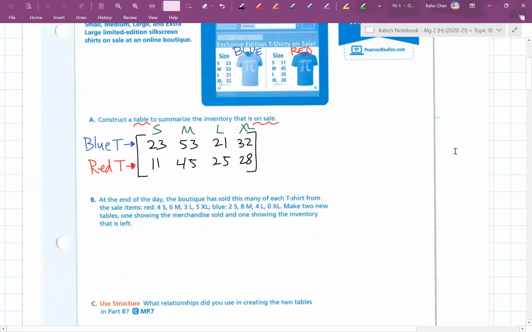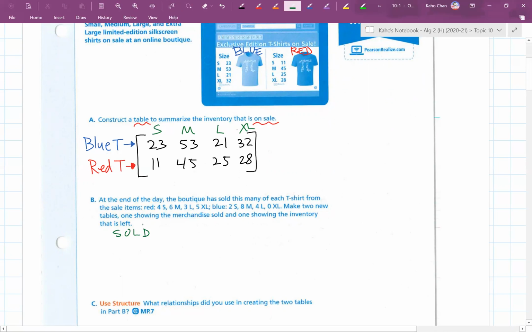Let's take a look at the second question. At the end of the day, the boutique has sold this many of each t-shirt from the sale items. Red, blah, blah, blah, and blue, blah, blah, blah. Make 2 new tables, one showing the merchandise sold and one showing the inventory that is left. Now the data given to us is the sold data, so let's do that.